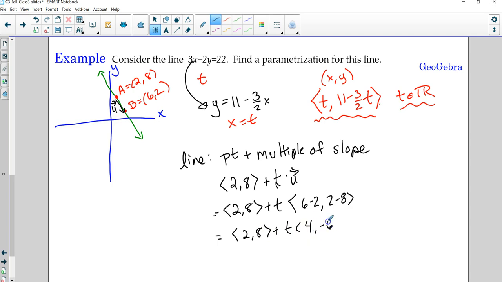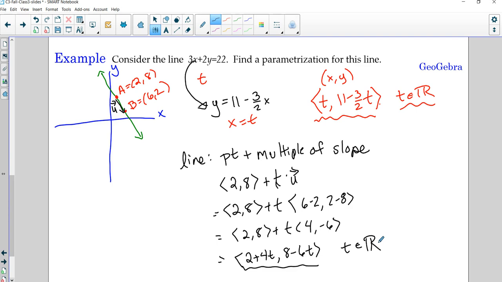<4, -6>, so that form is fine. Otherwise, if you just wanted an xy form, it can be 2 plus 4t, 8 minus 6t. And that should be another vector representation of the line, but again, I have a vector representation and I need restrictions on the parameter, so t here is going to be in the real numbers. Okay, now this is great. So we have 2 different representations of the line. Either one is perfectly fine, and this is just using our prior knowledge.